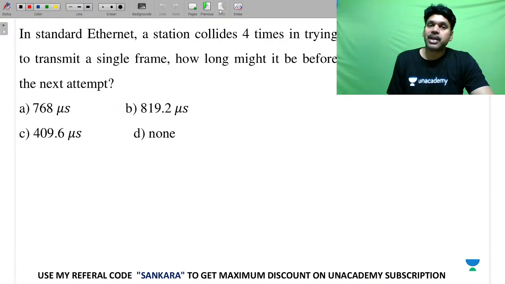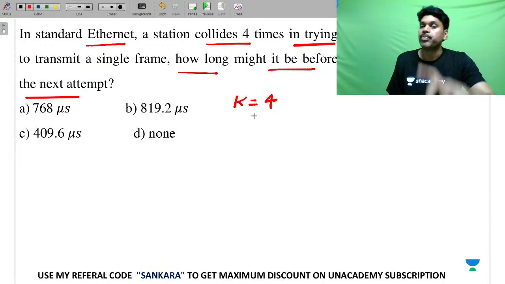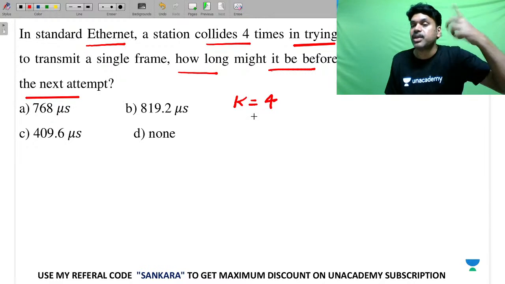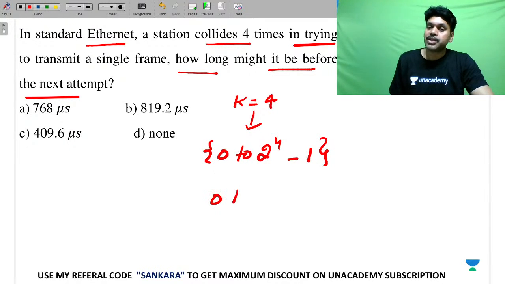And another question I want to tell you. In standard Ethernet, a station collides four times. So your collision number is 4. How long might it take before the next attempt? So you know K is equal to 4 means 0 to 2 power 4 minus 1. So you got 0 to 15.